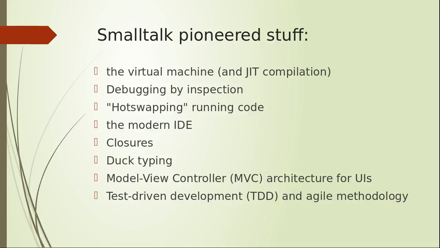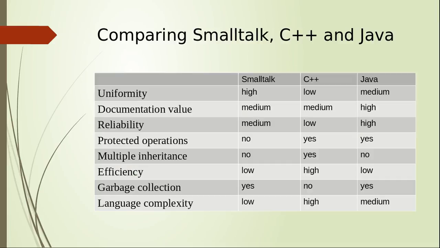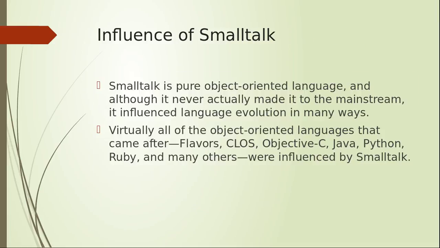Smalltalk is the main language that started all the others. I think my slides got messed up. Yeah, Smalltalk is the only pure object-oriented language. It never made it to the mainstream, but it is the language that influenced all the object-oriented languages that we know right now. Closure, Objective-C, C++, anything C, Java, Python, Ruby were all influenced by Smalltalk.